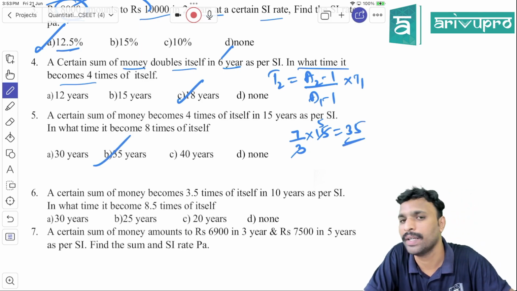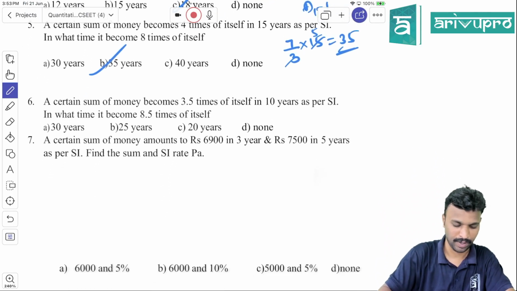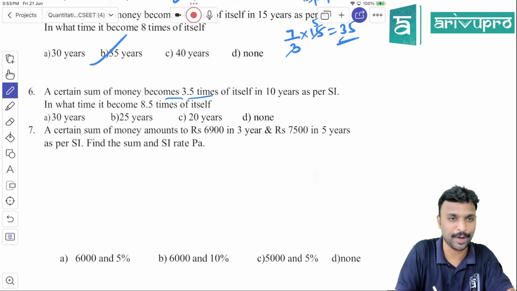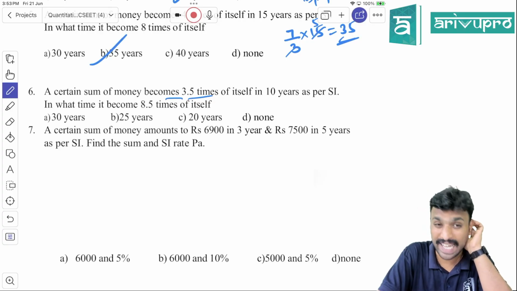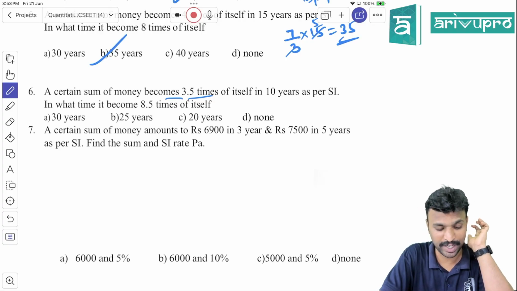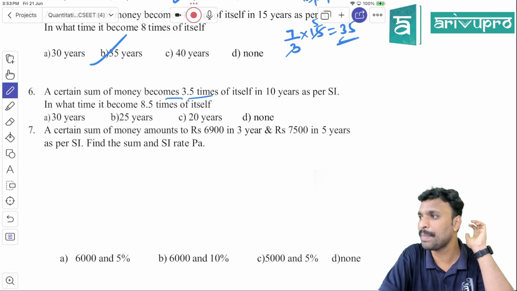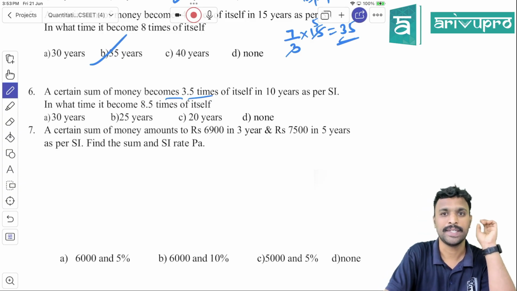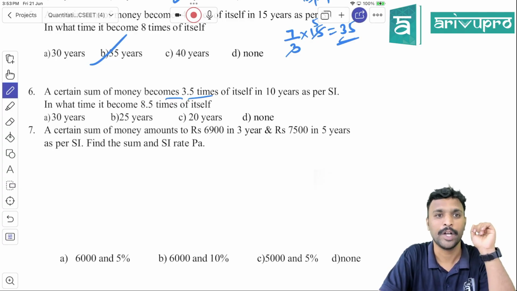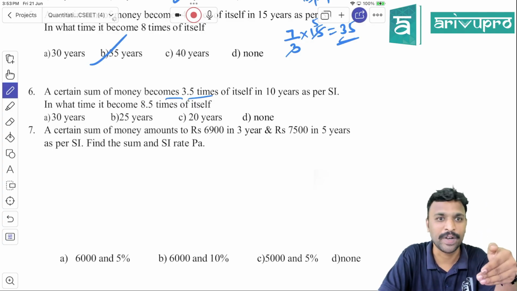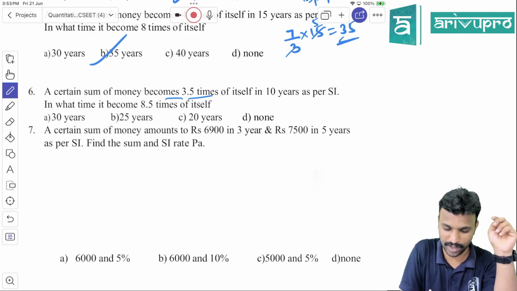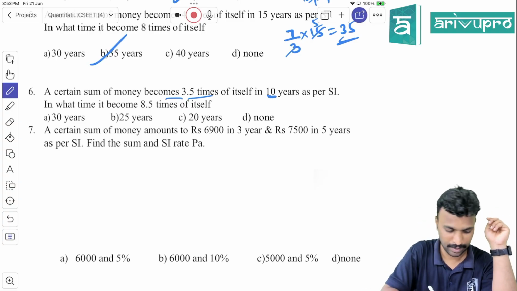Clear? Now, a certain sum of money becomes 3.5 times of itself in 10 years as per SI. In what time does it become 8.5 times of itself? Again, two amounts in terms of principal. What by what? 7.5 divided by 2.5. What is 7.5 by 2.5? 75 by 25, which is 3. 3 into what? 10. Answer, option A.